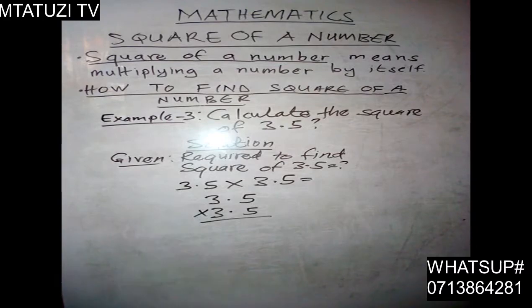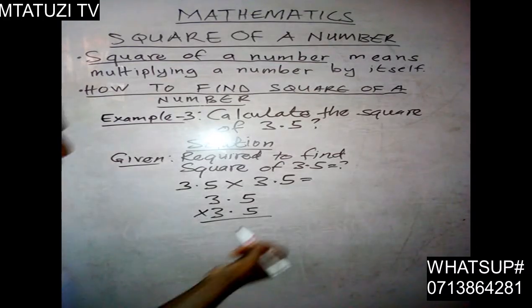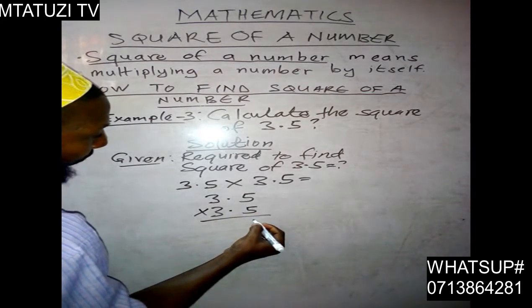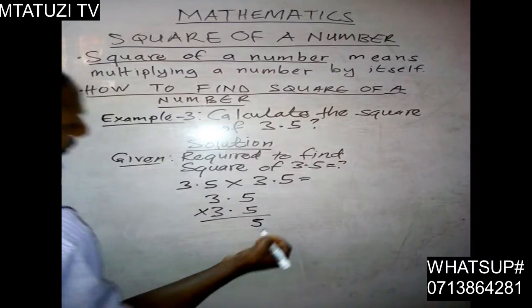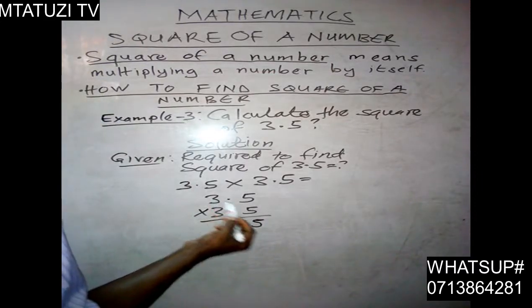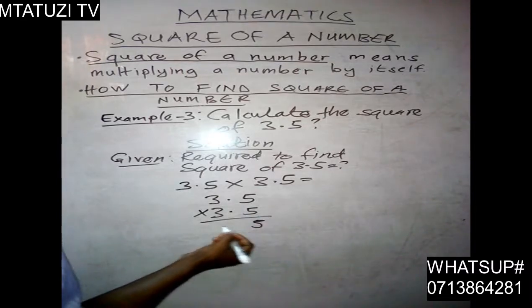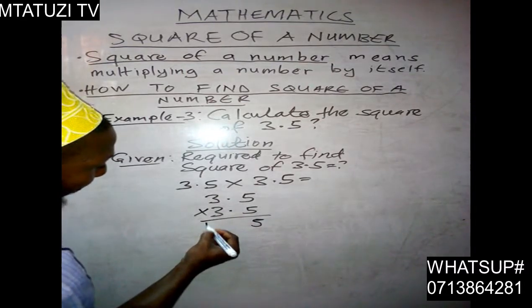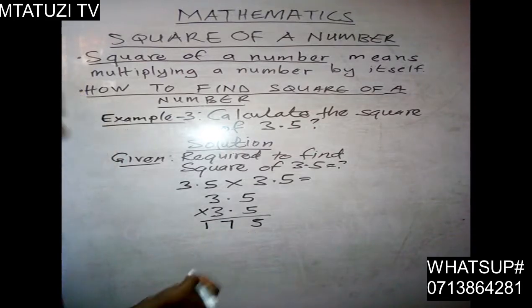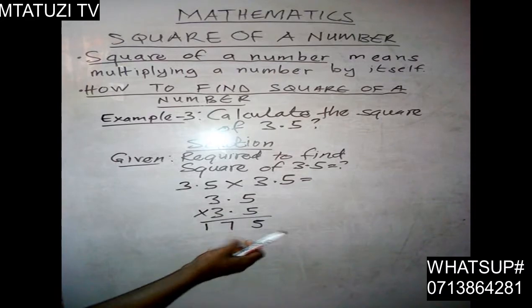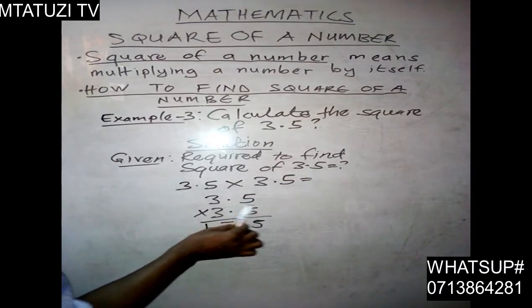So now for this question, we have to multiply. And how to multiply? You multiply as follows. Take 5 times 5, you get how much? 25. You write 5, you carry 2. Okay. 3 times 5, you get 15. Plus 2, 15, 16, 17. So here you write 17.